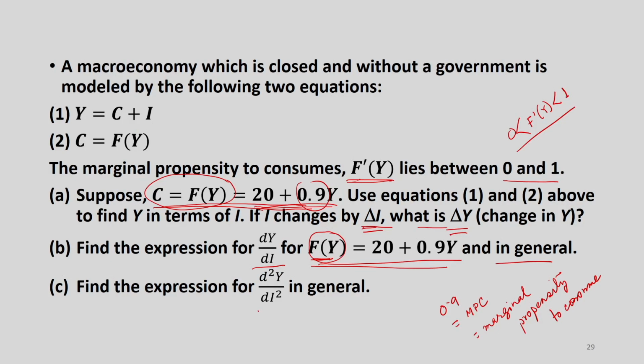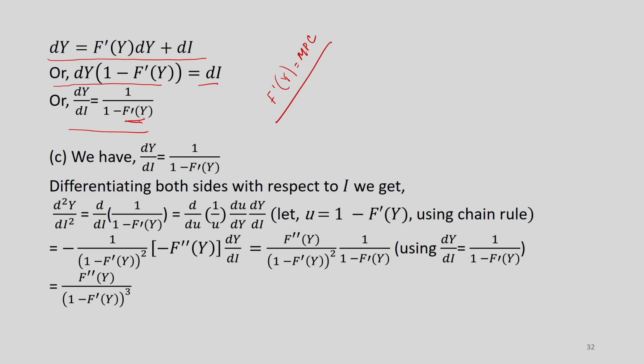Now, the third part, C. The third part is we have to find the second derivative, d square y di square. Dy di was found out, right. It is called the investment multiplier, but if I take the second derivative of y with respect to I, then what do we get? Okay, the first derivative is this, right. We are talking about the general form. I am not taking that linear consumption function. Now, differentiating both sides with respect to I, that is what we do to get the second derivative. So, that is what we are doing here.